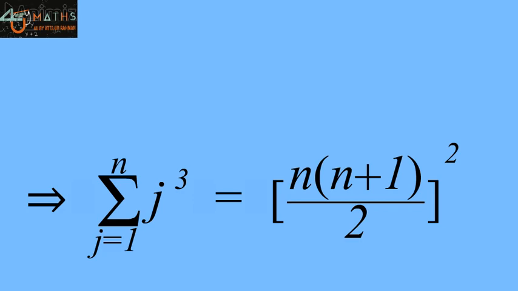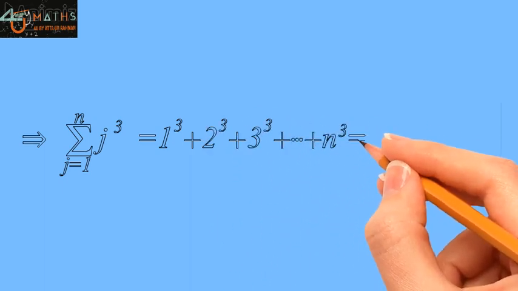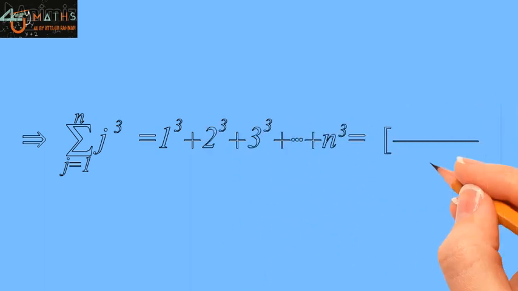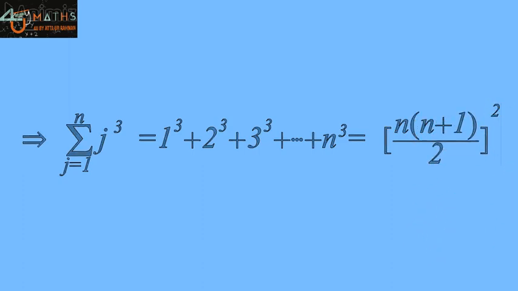That is, summation j equal to 1 up to n of j cube is equal to 1 cube plus 2 cube plus 3 cube plus ellipsis plus n cube is equal to [n into (n plus 1) divided by 2] whole square.